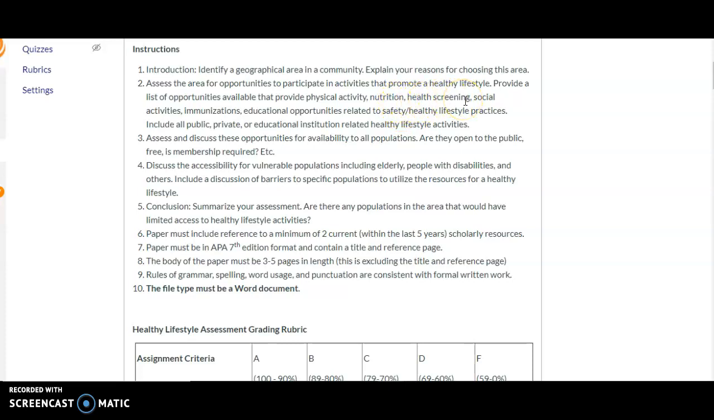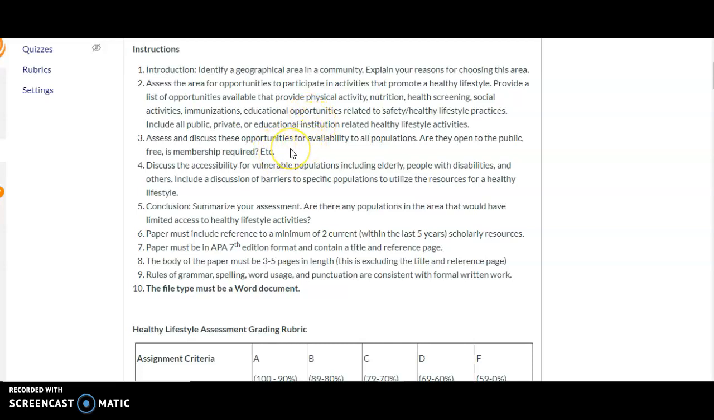Again, just in this area here, you can really just assess what's available because you will discuss in this area the cost. So you're looking at what's all available to promote healthy living lifestyles in the second criteria. In the third criteria then, all these areas that you've just assessed, are they open to the public? Do they require membership? If so, how much?